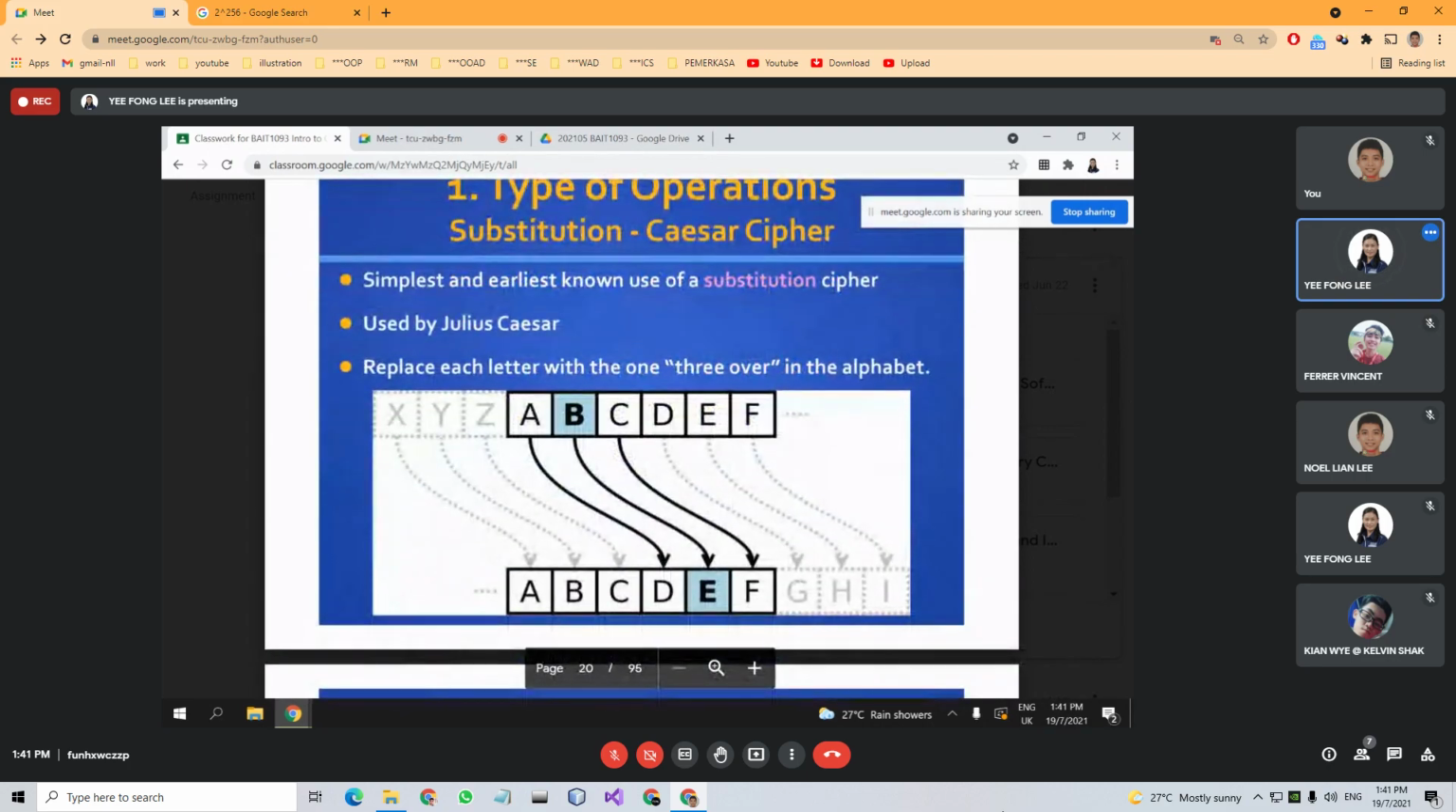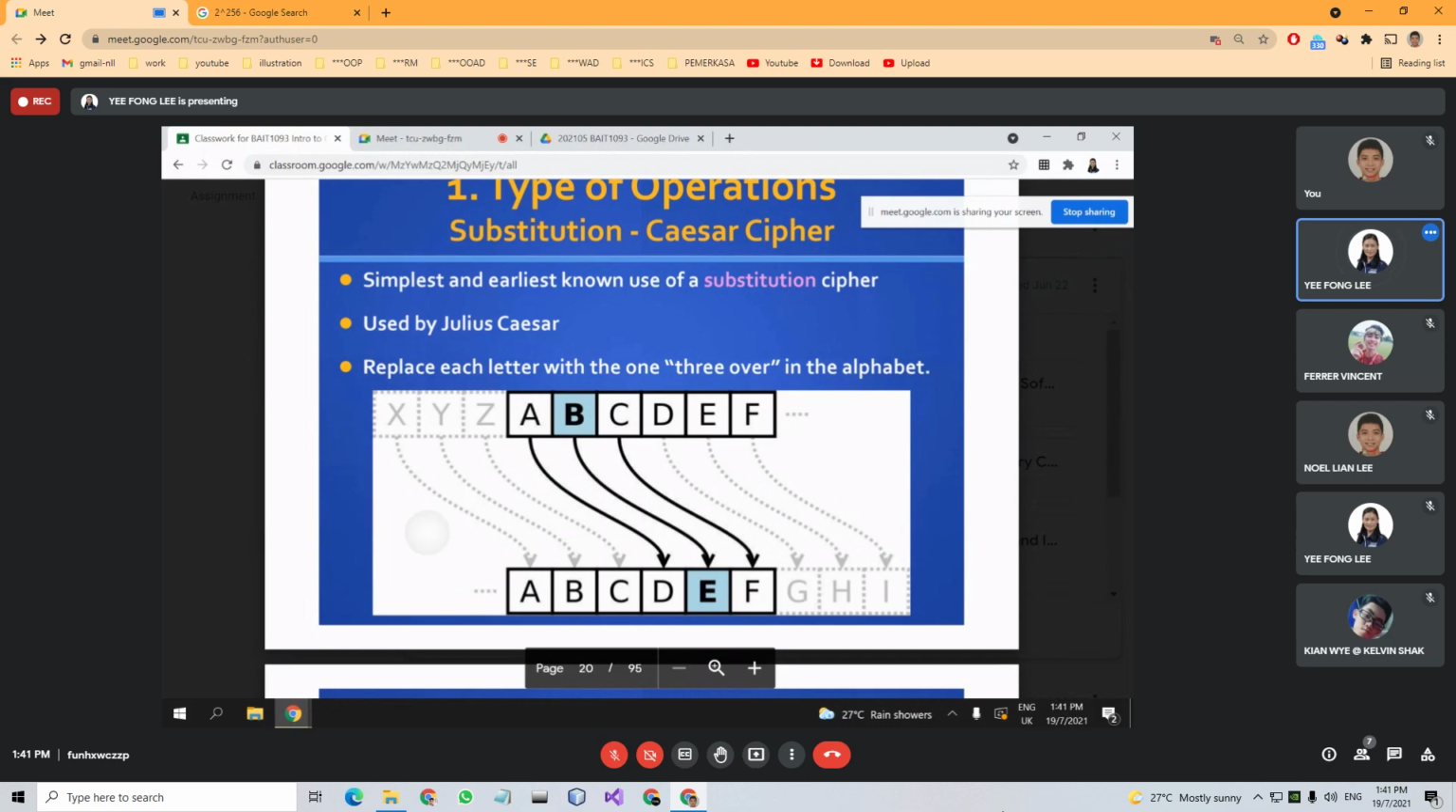This is what we call the Caesar cipher. This is the earliest known and the simplest substitution cipher. This one substitution cipher was made by who? What's the name? Julius Caesar. Who is this? Julius Caesar is a leader of ancient Rome who transformed it to become the best known Roman Empire nowadays.